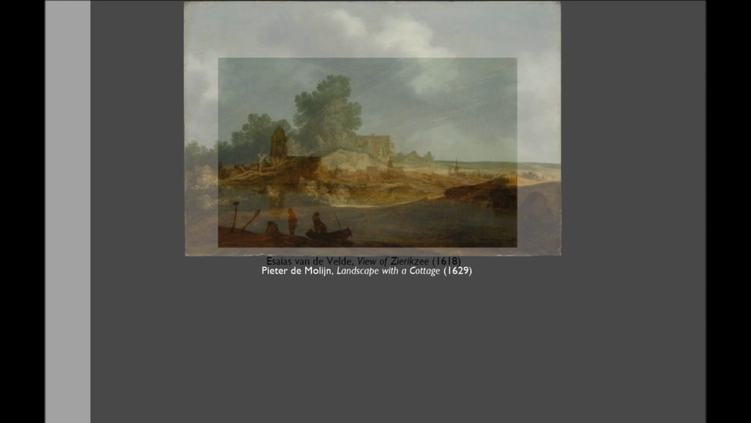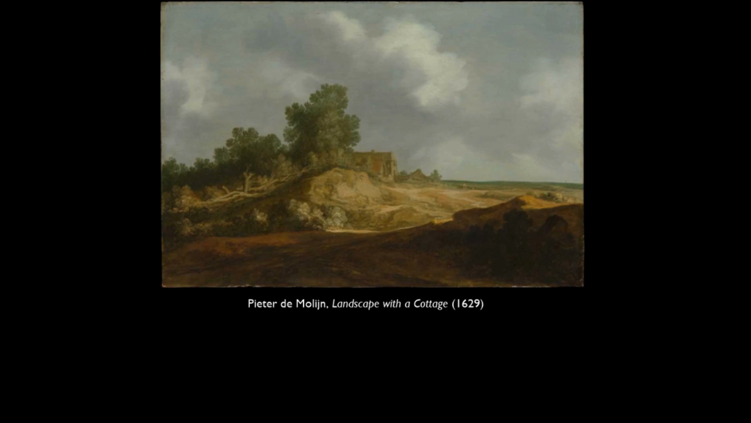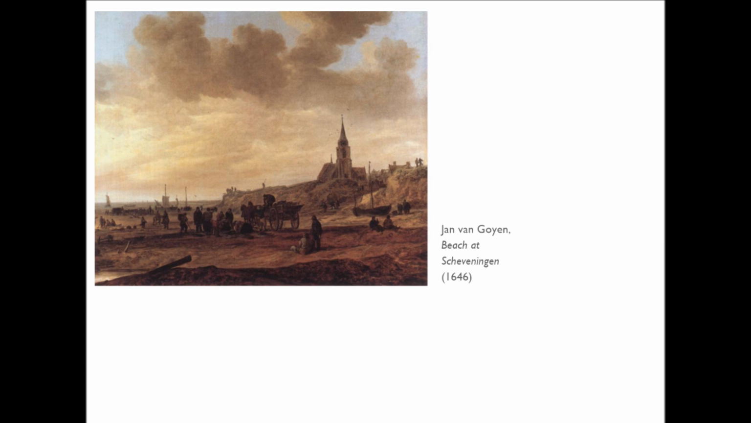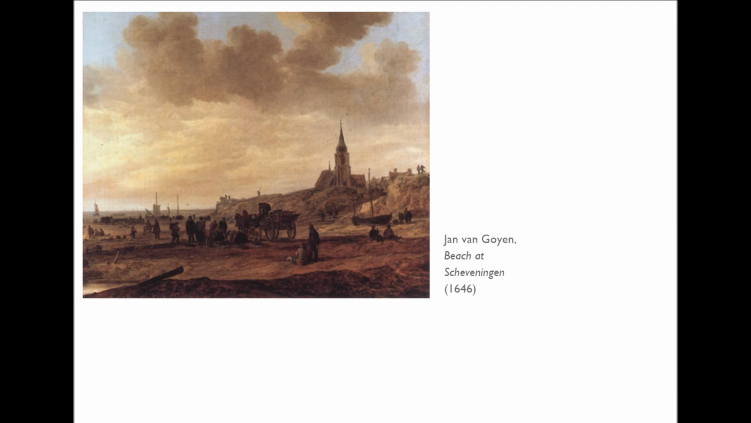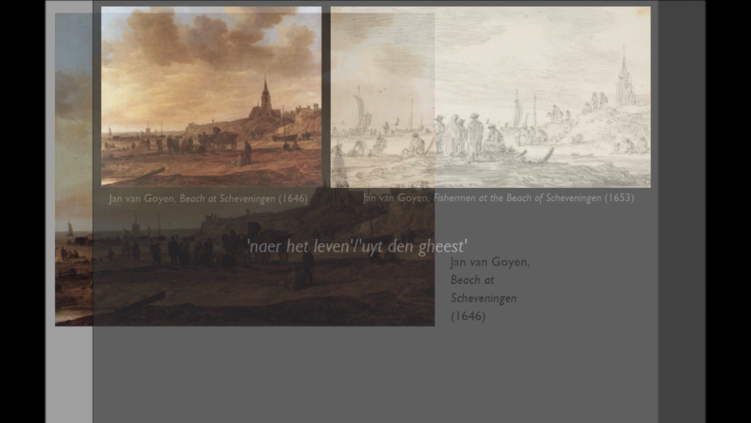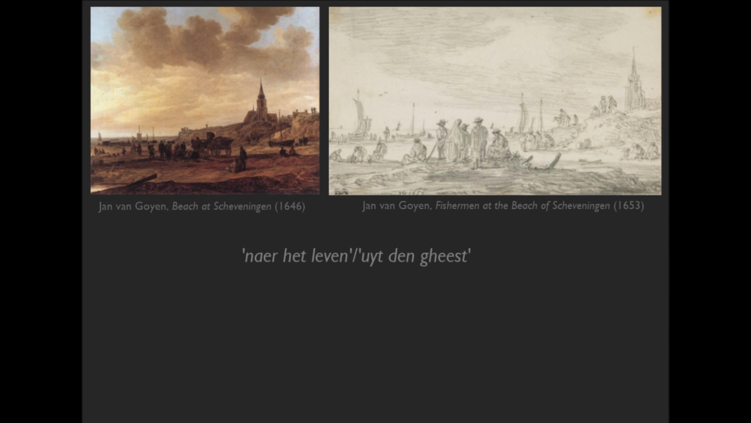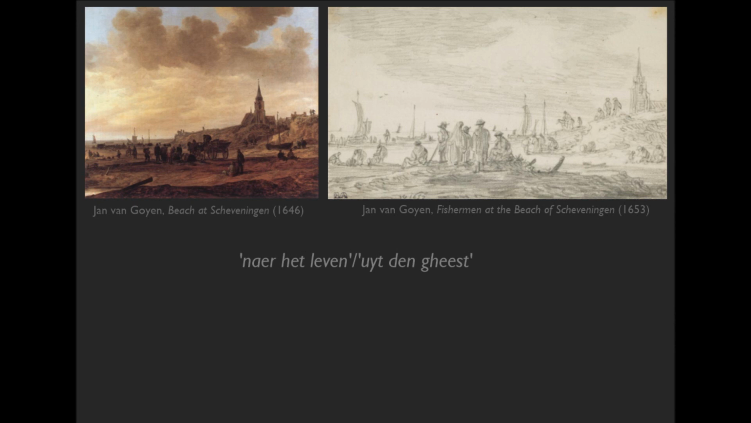Pieter de Molijn's works, whilst retaining the calmness of Esaias van de Velde's, introduce a sense of contrasting light and shadow to the landscape. Jan van Goyen, the Leiden-born, Haarlem-trained student of Esaias van de Velde, settled in The Hague and produced a huge oeuvre. This work of the dunes at Scheveningen, despite its emphasis on muted tonality, is not painted purely in the spirit of nach het leven, or painted from life, but also comes out of the imagination, uit den geest. Comparison with van Goyen's sketch shows that he has increased the size of the dunes by reducing the size of the figures on them and at their base.